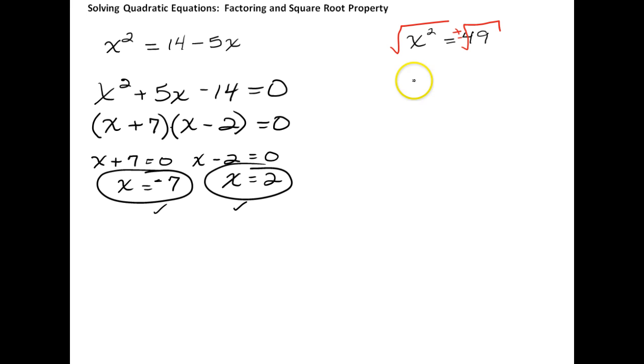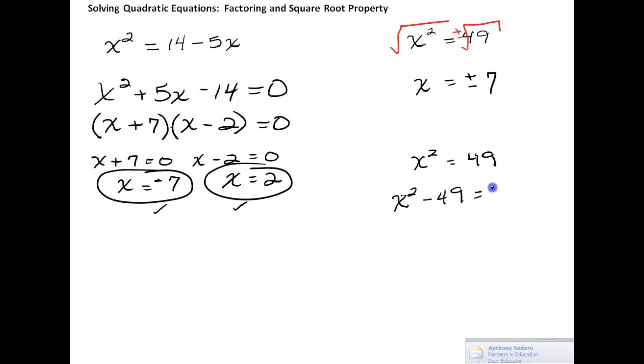So the square root of x squared is just x, and you could have a positive or a negative 7 for the answer, simplifying your radical at that point. It's very, very fast. Now, here's why. Suppose that we go back to the x squared equals 49. If I were to do this using factoring, I would move the 49 over and get it set equal to 0, which would make this x squared minus 49 is equal to 0, which is a difference of squares, which factors to x minus 7, x plus 7, and that equals 0.